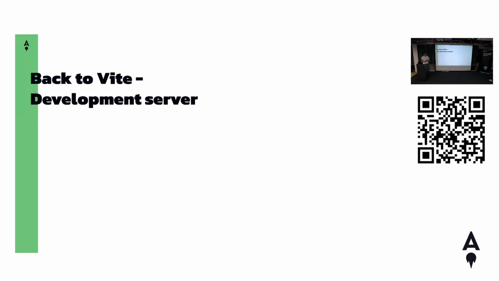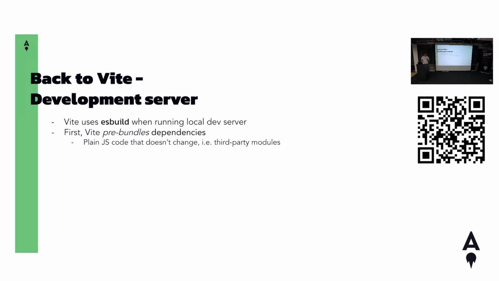So if you remember, Vite is a development server plus build command. The development server, right, uses ESBuild, the tool I just showed you. It's kind of a process that has two parts. In the first part, Vite pre-bundles dependencies. And in this context, dependencies are JavaScript code that does not change very often. So that's like your NPM dependencies, third-party code.